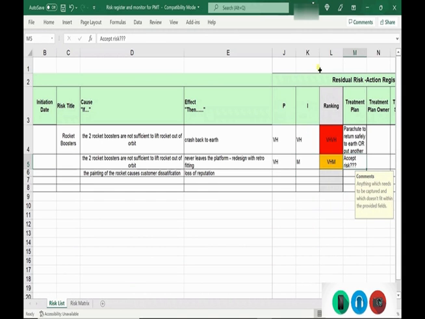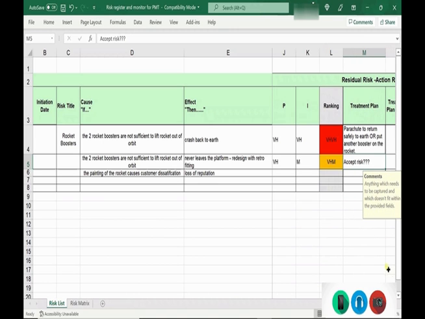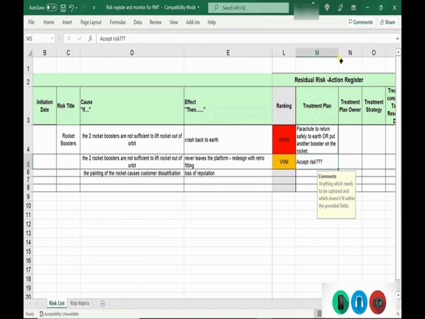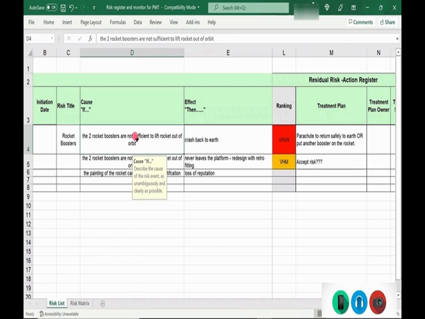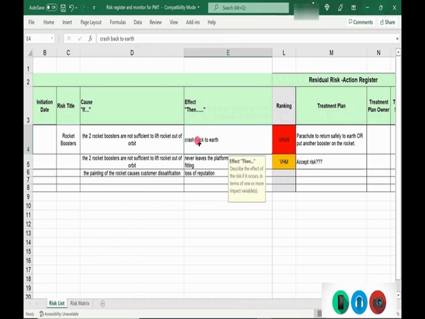This is your probability impact. What's your treatment plan? Your treatment plan might be, I've put one in here: a parachute to return safely to Earth, or put another booster on the rocket. So those are potentially the options. Now it might get very detailed, but if you put a parachute on it and it doesn't lift it out of orbit, then it will just land safely back onto Earth somewhere, unless it's in the middle of a populated area.